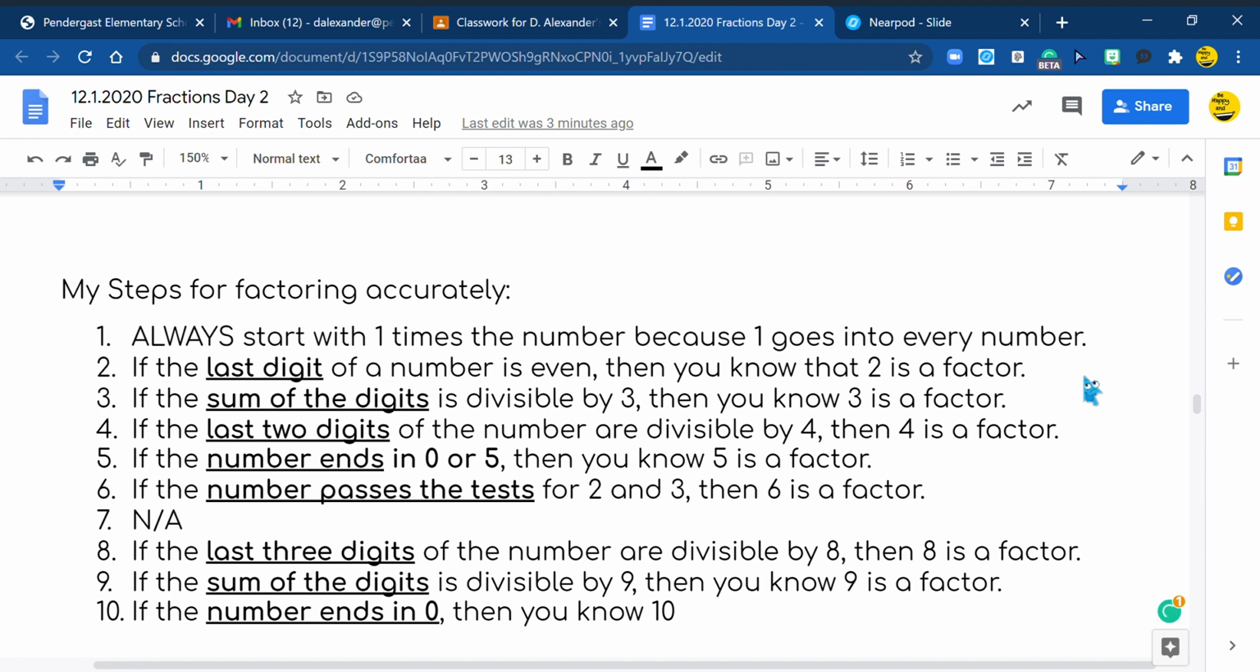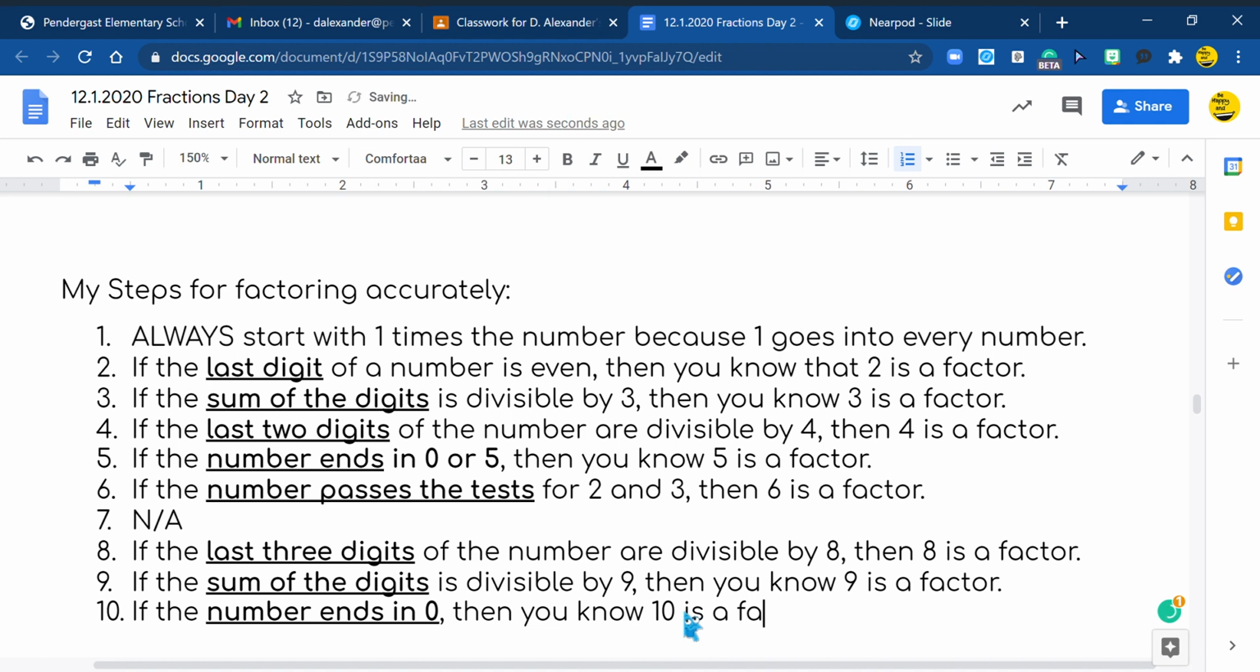For 7, there's a way out there to figure out divisibility, but I haven't quite figured that one out myself. For 8, if the last 3 digits of the number are divisible by 8, then 8 is a factor. For 9, if the sum of the digits is divisible by 9, just like 3, then you know 9 is a factor. Again, I add up all the digits, and if it's divisible, then I figure out what its friend is. And then if the number ends in 0, then you know 10 is a factor.